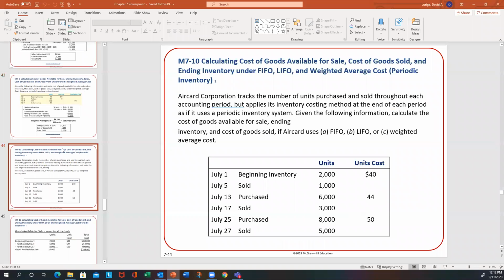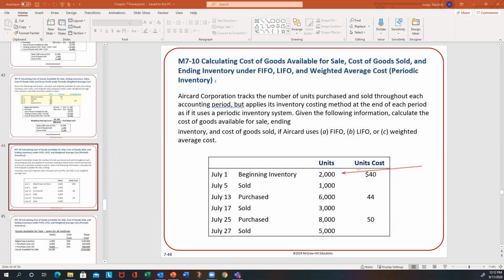All right, so again, same thing. We've got the three different methods, and I'll just kind of jump to the last part that says, given the following information, they want you to get cost of goods available for sale, ending inventory, cost of goods sold, if they use FIFO, LIFO, or the weighted average methods. So again, here we go.